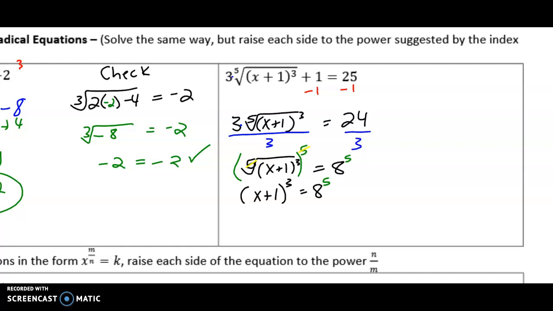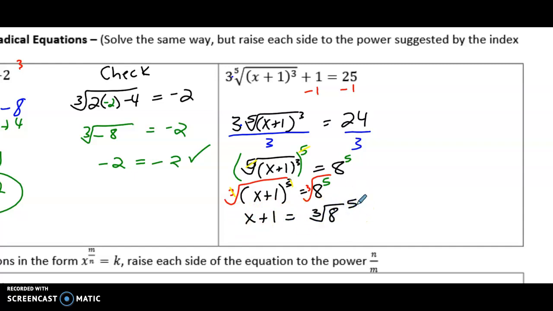From there, we want to undo that 3rd power. So kind of like the 5th root and the 5th power are opposite, we're going to do the opposite there and take the cubed root of both sides. What's going to happen on the left side is the cubed root and the 3rd power cancel. So we're left with x + 1 equals the cubed root of 8 to the 5th.